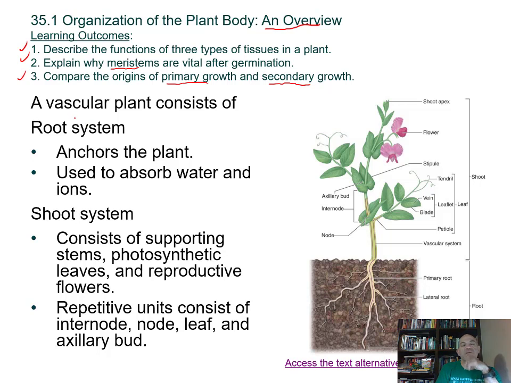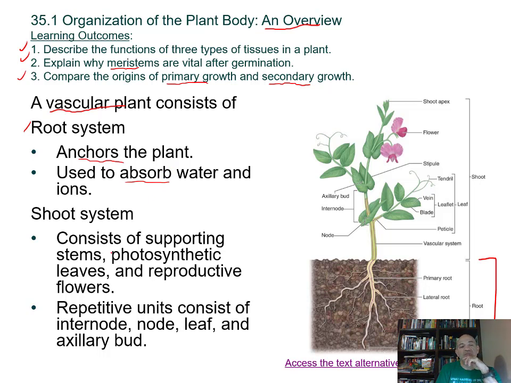So when we look at our plants, the vascular plants, which is what angiosperms are, they're flowering plants that are vascular. We're going to have shoots and roots. So the root system is below ground. You see the picture here. So everything down here below ground would be the root. And the roots do anchor the plant, and they help absorb water and minerals from the soil.